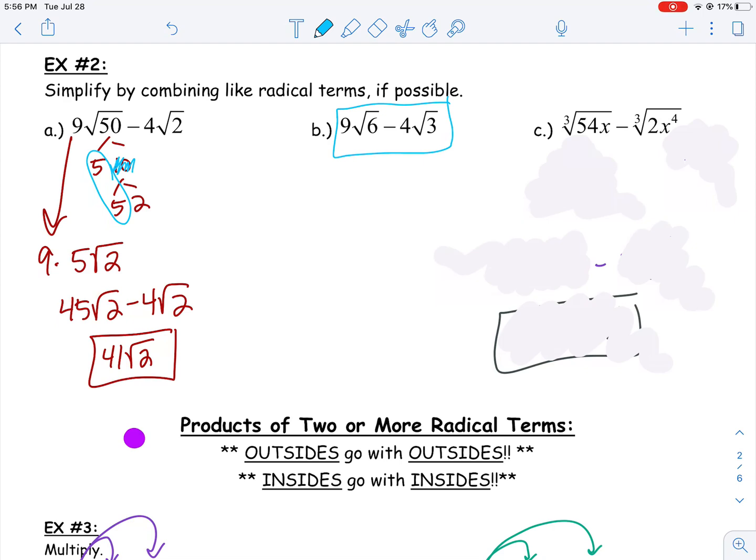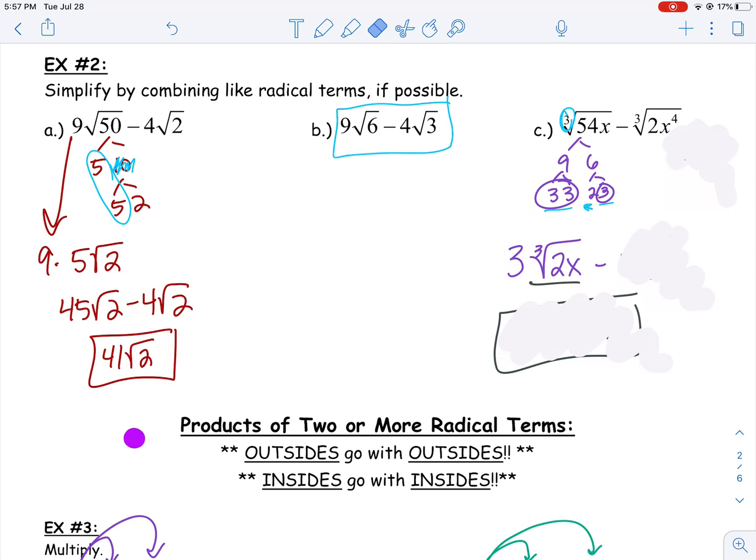Let's try. Breaking down 54, I broke down 54 into 9 and 6. I then broke down my 9 into 3 and 3, and I broke my 6 down into 2 and 3. Remember that we're looking for groups of 3 this time because we have a cube root, so I notice that I have 3 3's. The 3's can come outside, and then I have a lonely 2 that stays on the inside. So it looks like this one breaks down into 3 times the cube root of 2, and then remember there's an x still inside that doesn't have any partners to come out. So I have 3 times the cube root of 2x.